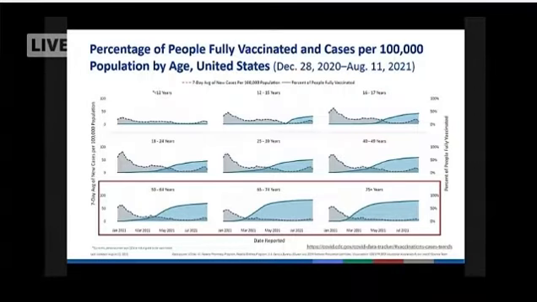The three graphs at the bottom in the red box represent the three age groups greater than 50 years of age. Here we observe higher coverage rates and lower case rates compared with the younger age groups shown above that have lower coverage and recent increases in cases. Next slide.